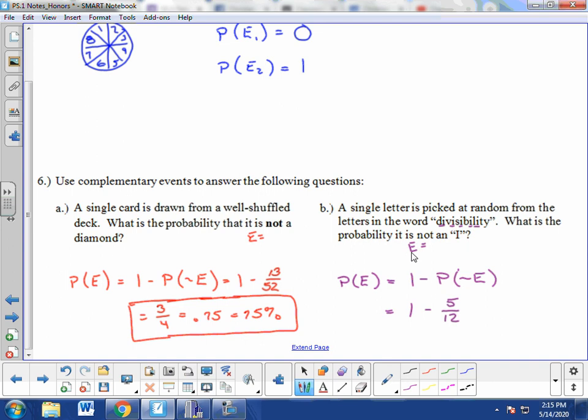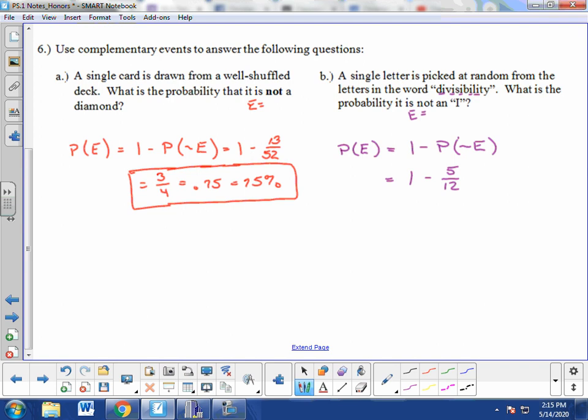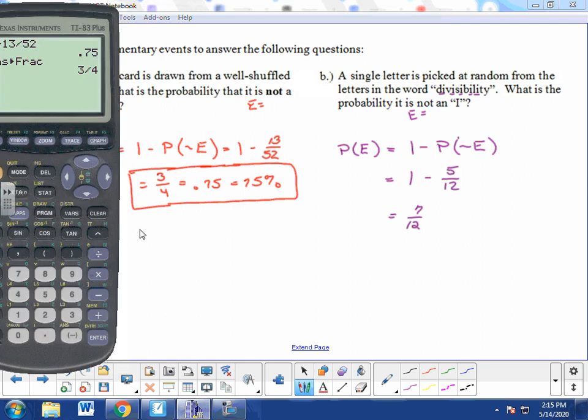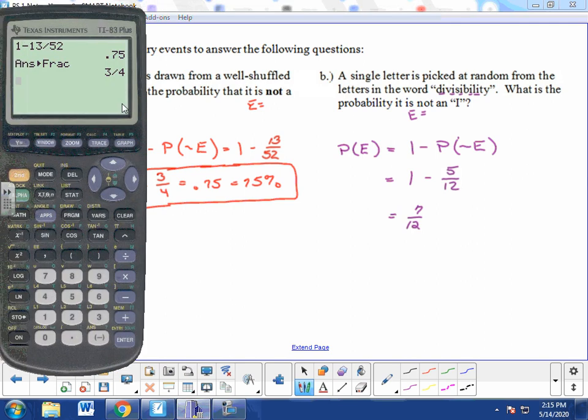So the probability that it is not an I would be 1 minus the probability that it is I. And you can simplify this to get 7 over 12. So the probability that I get a letter other than I would be a 7 out of 12 chance. If I wanted to put that as a decimal, that would be approximately 0.5833, or 3 repeating, which is 58.3 repeating percent.